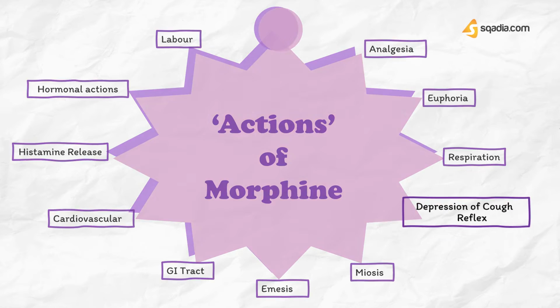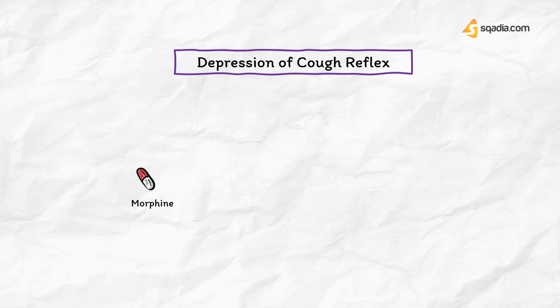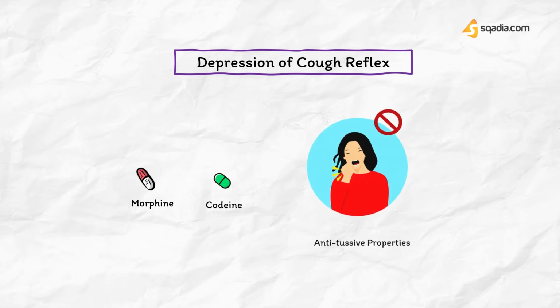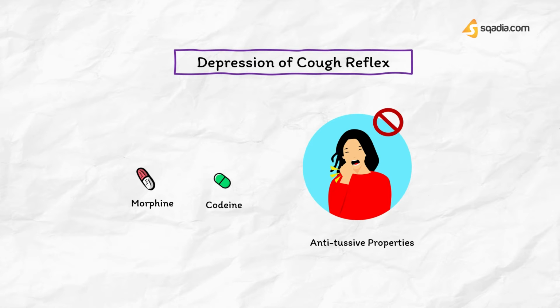Depression of cough reflex. Both morphine and codeine have antitussive properties. In general, cough suppression does not correlate closely with the analgesic and respiratory depressant properties of opioid drugs. The receptors involved in the antitussive action appear to be different from those involved in analgesia.